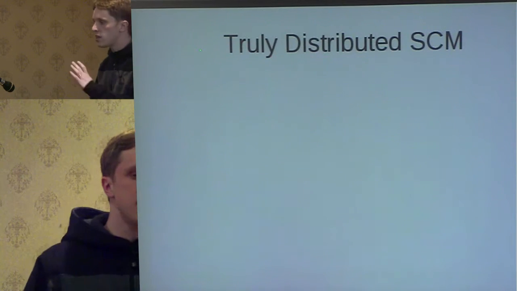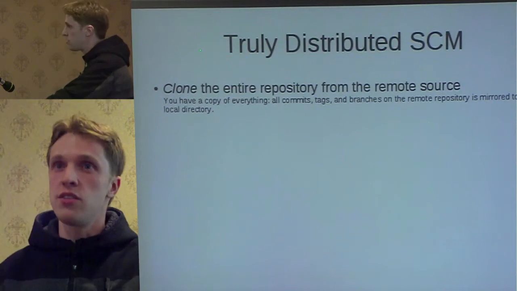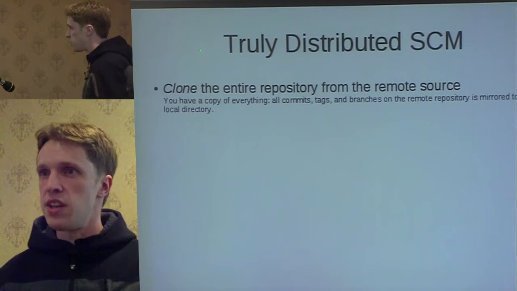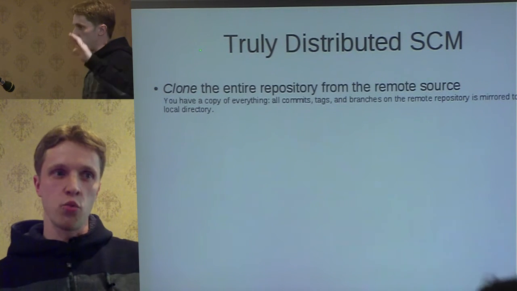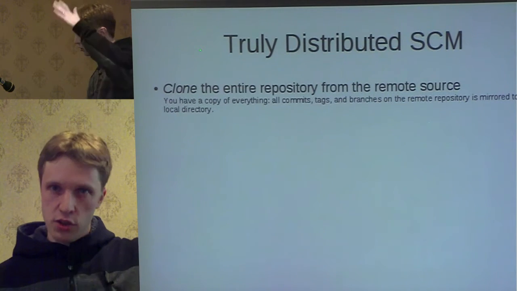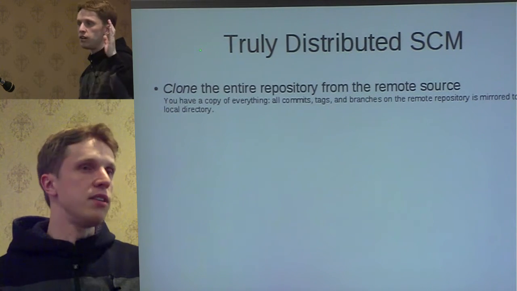So, what exactly makes a truly distributed source code management tool? You can clone the entire repository from the actual remote source. You have a copy of everything. So when you clone, say the kernel for example, you get the entire content in one fell swoop. You can navigate to and from based upon tags here and there, but you get everything.